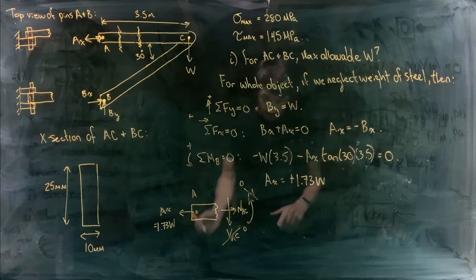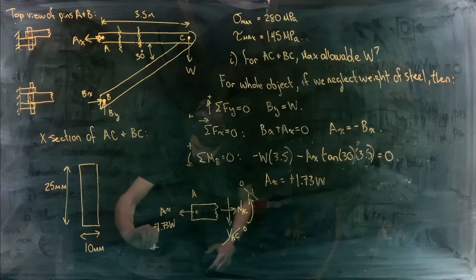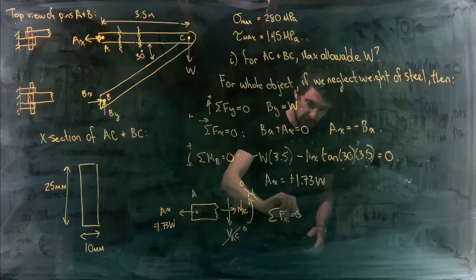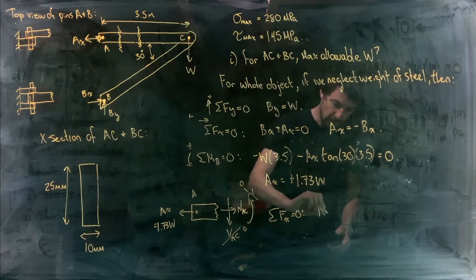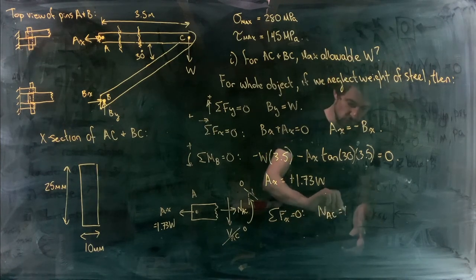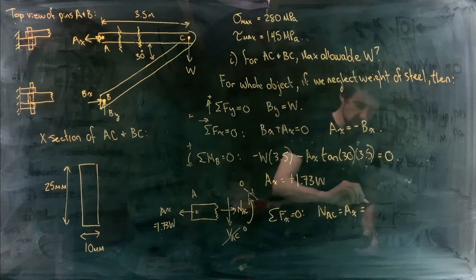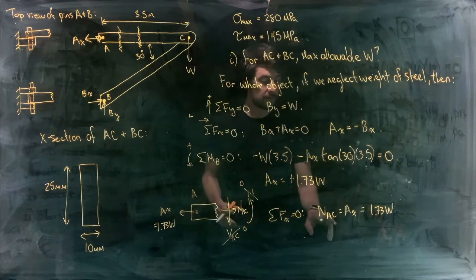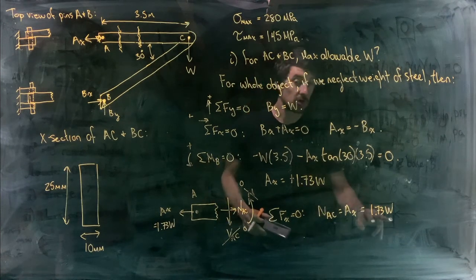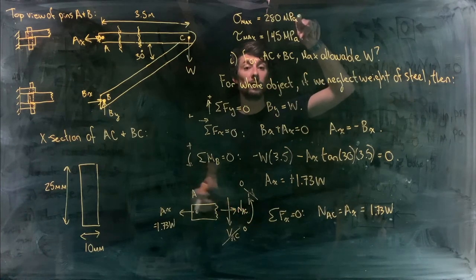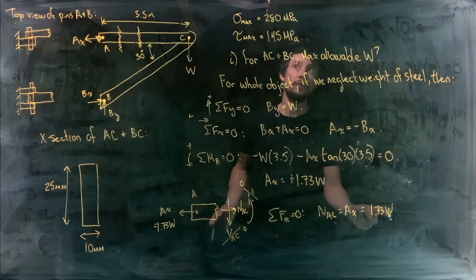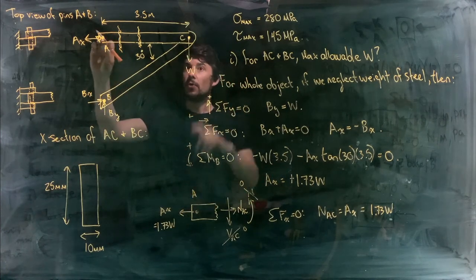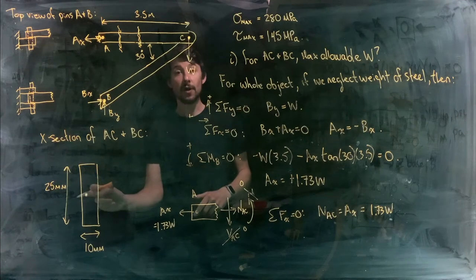Okay, so here we've got what? Sum of the forces in the x direction equals zero. So therefore, N_AC has to be equal to AX, which has to be equal to 1.73W. Okay, so now we're on our way, right? Now we've got the internal normal force in terms of W. We've got the maximum normal stress, so we could go about calculating what the maximum value of W was given this maximum normal stress. Now, before we do that, both AC and BC have the same cross-sectional area.